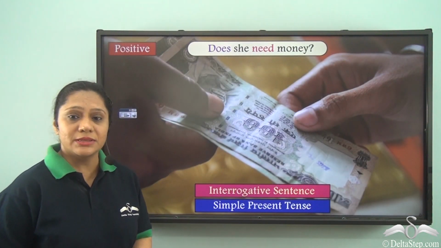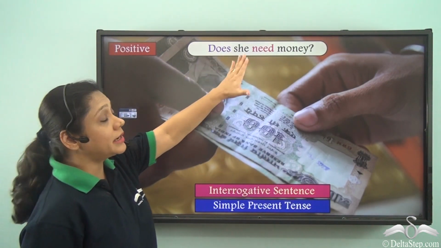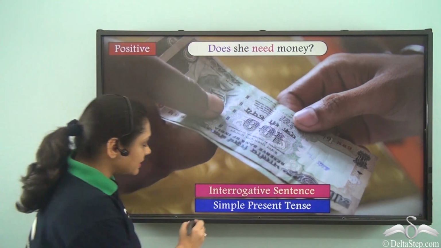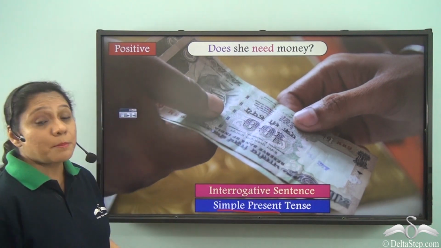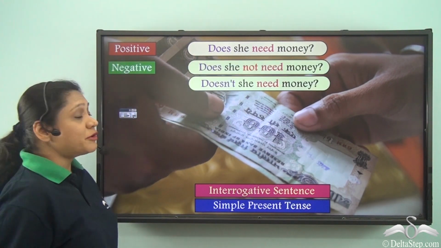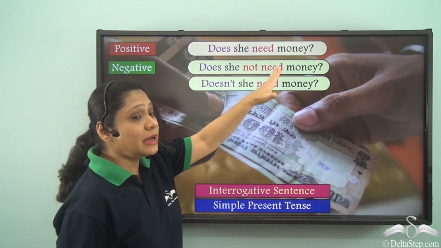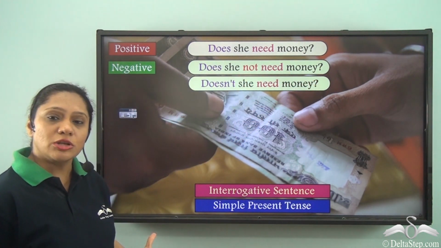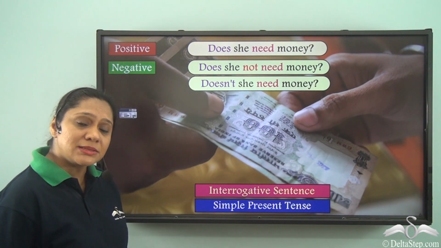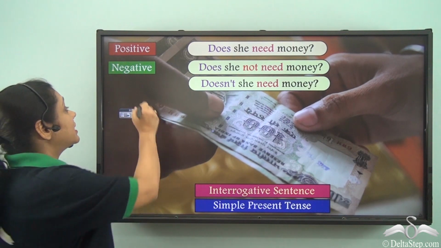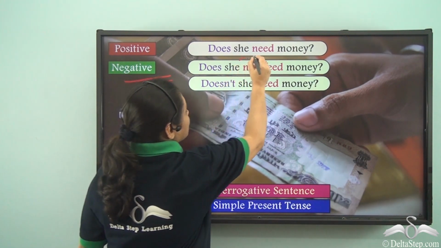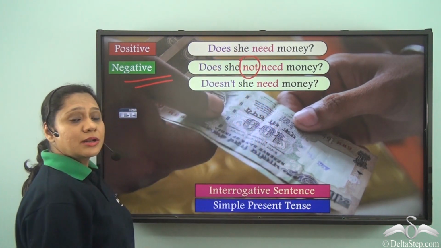Now let us read this sentence. Does she need money? Now this is an interrogative sentence in the simple present tense, but this is a positive interrogative sentence. Now if we write, does she not need money? In that case also, this is an interrogative sentence portraying the simple present tense. But in this case, it is a negative interrogative sentence. Why? Because we have included the negative word not.